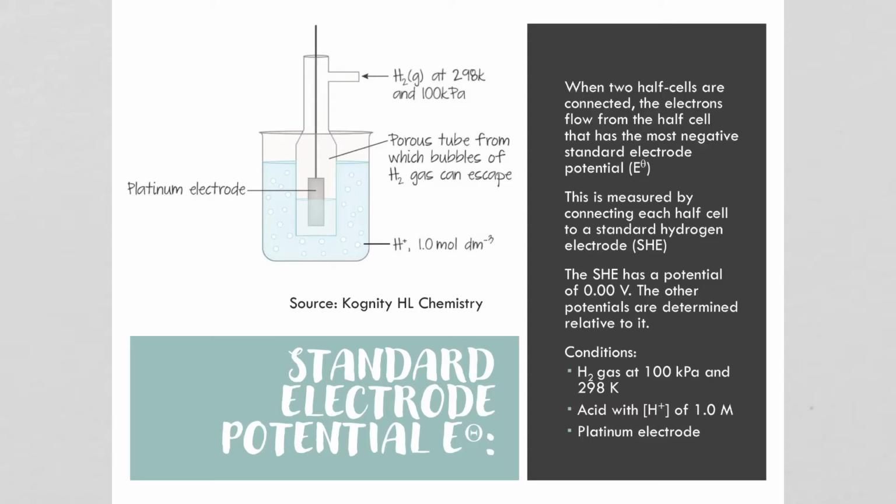So you can take a look here. We have our hydrogen gas feeding into the electrode. We have our platinum electrode. We have a porous tube where the bubbles of hydrogen gas can escape because the hydrogen gas is being made here. This is actually sealed in, but because that tube is porous, the hydrogen can go through here and then leave out there.